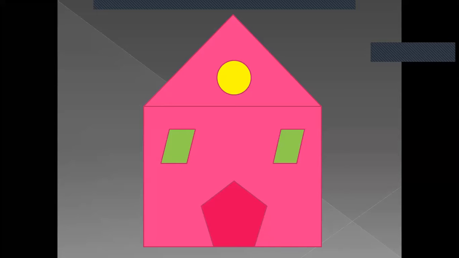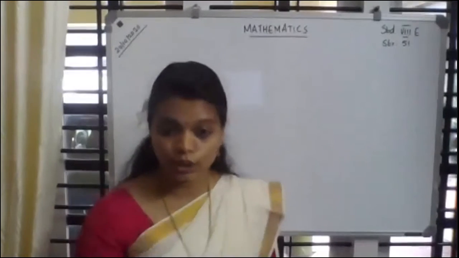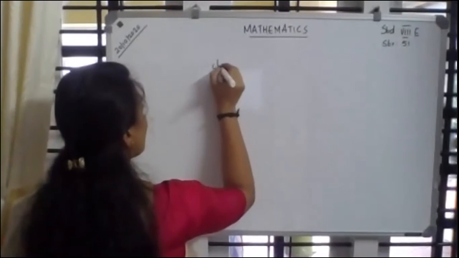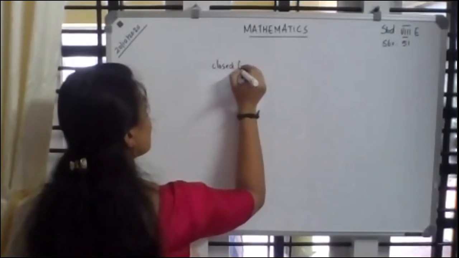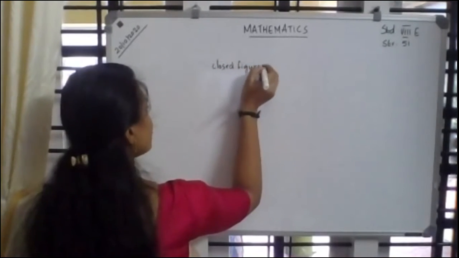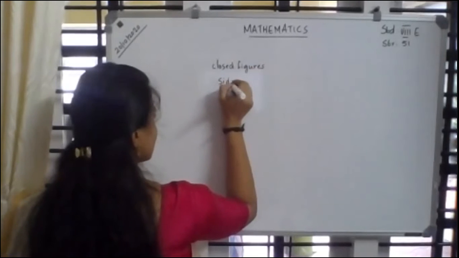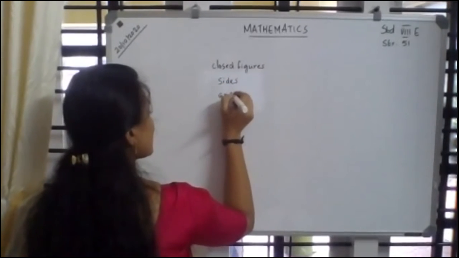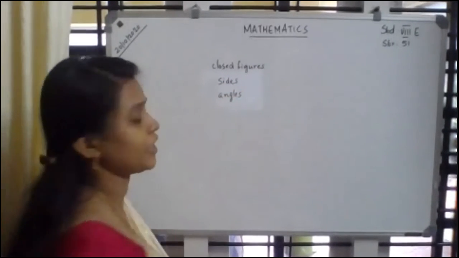So, what are the peculiarities of these figures? Yes, they are closed. They all are closed figures. They have obviously sides and angles. Very good.